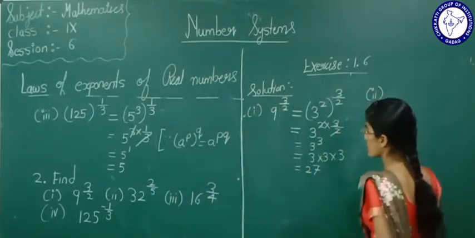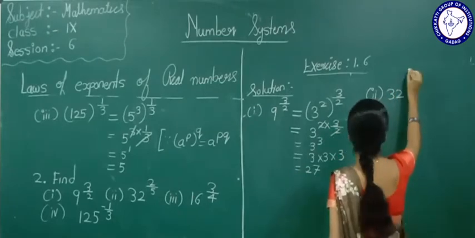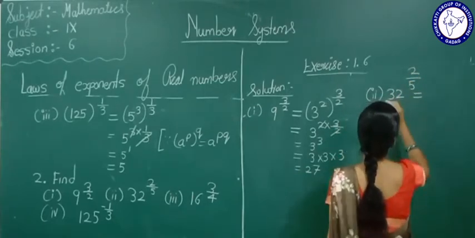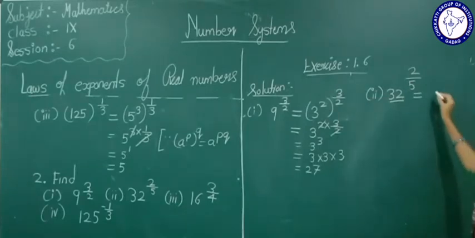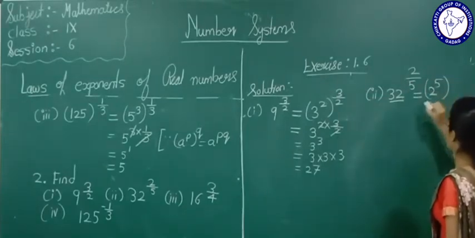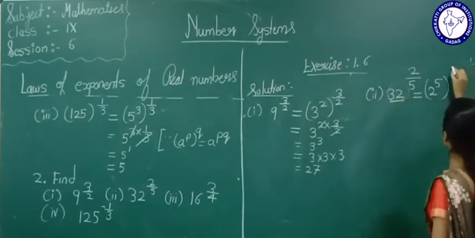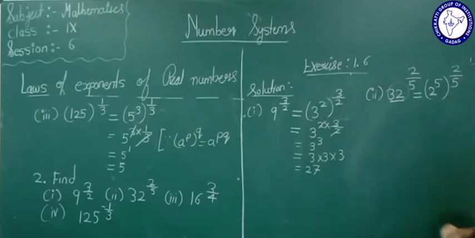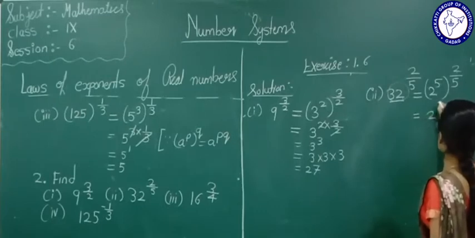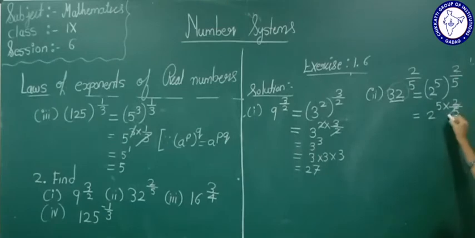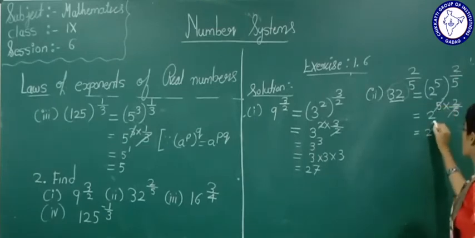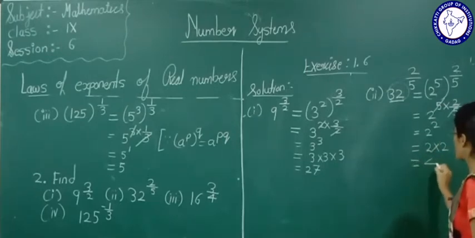Now see, what is the second one? 32 raised to 2 by 5. 32 can be written as 2 raised to 5. Yes or no? You multiply 2 five times, you get 32. So (2 raised to 5) raised to 2 by 5. Again which law do you have to use here? (a raised to m) raised to n is equal to a raised to m into n. Yes or no? Here 5 will get cancelled. What is 2 raised to 2? 2 multiplied 2 times is 4.